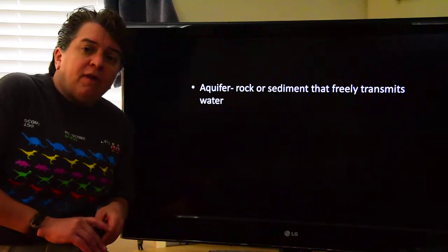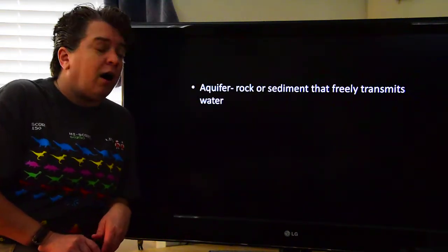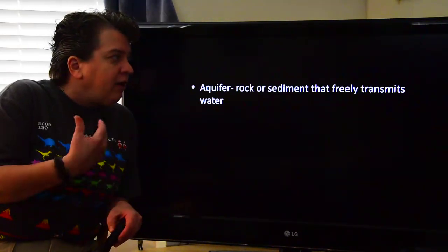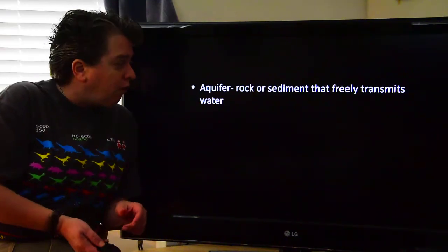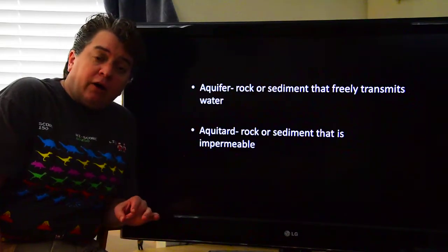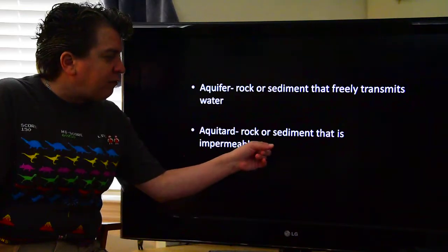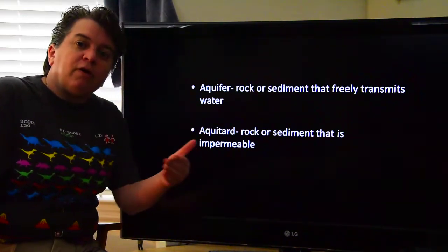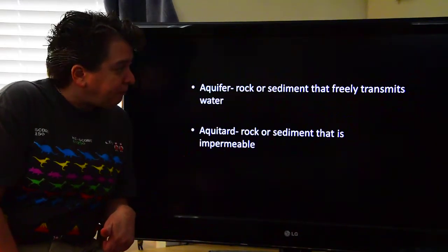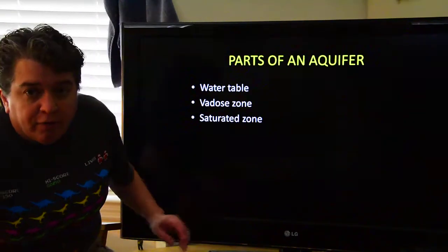So a rock that has this good porosity and permeability is considered an aquifer. That's rock or sediment that freely holds and transmits water. And the opposite of that is going to be an aquitard. This is something with low permeability, so it's rock or sediment that actually restricts, it hinders the flow of water.